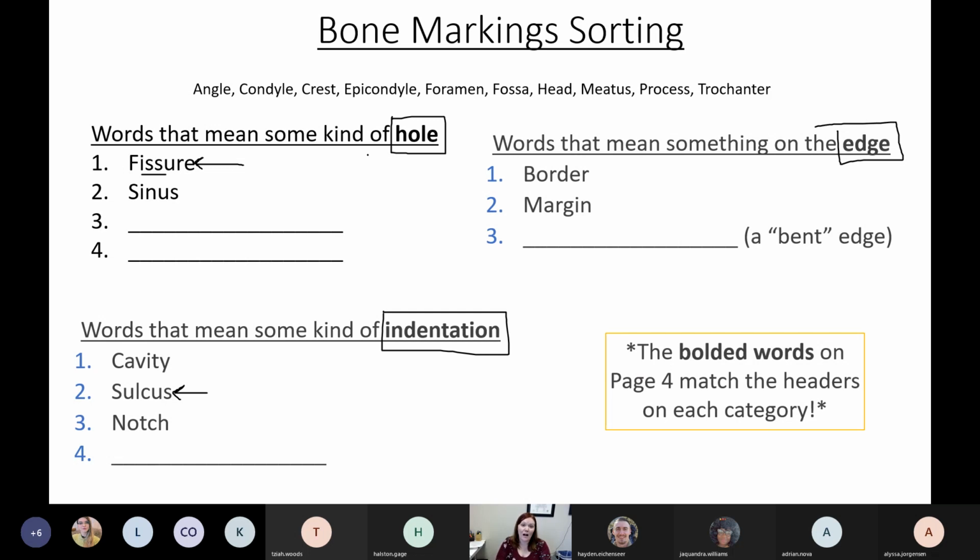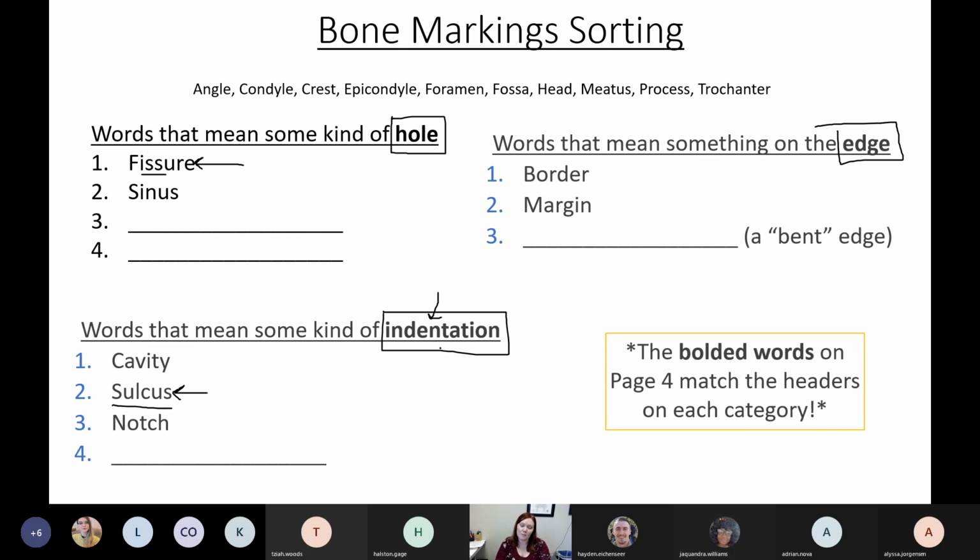We need to know these bone marking words in these groups, because when we take the midterm exam, I'm going to make you make some predictions. I'm going to tell you, here's a picture of a bone that has a sulcus in it. Which of these bone markings is the sulcus? For you to be able to make that prediction, you need to know that a sulcus is an indentation. If I know that's what that word means, I can figure out which of my things are indentations.